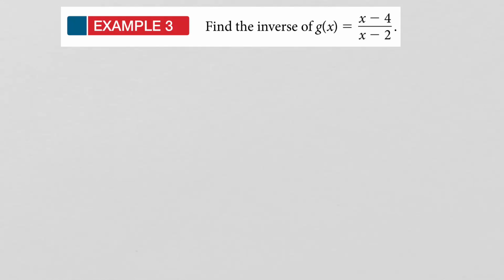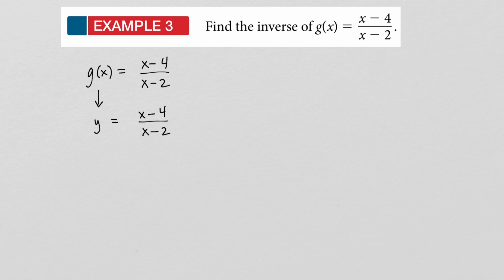So in this example, let's go ahead and find the inverse of the function g of x equals x minus 4 divided by x minus 2. Now, it does turn out that this function is one-to-one. I'll show you what that looks like in the end, but let's go ahead and find the inverse. So remember the process for finding an inverse. I'm going to start with my function. First step is to change g of x to y. And then the part where you find the inverse function, y becomes x and x becomes y.